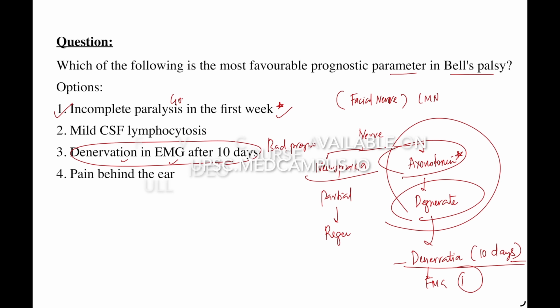So this is good prognosis. This is bad prognosis. So the right answer for this question, which of the following is the most favorable prognostic parameter, is incomplete paralysis in the first week, the most favorable parameter in case of Bell's palsy.